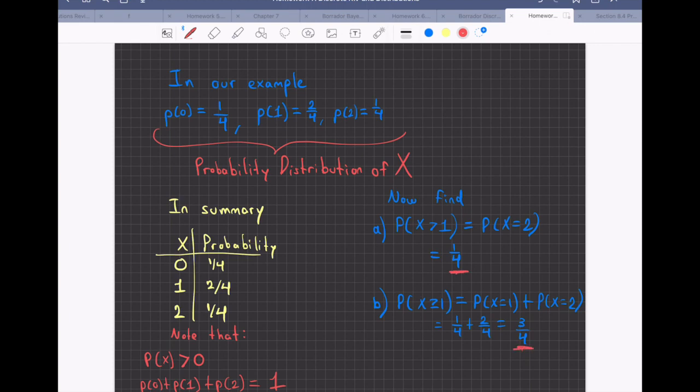So we can say: when tossing a fair coin twice, what is the probability we observe at least one head? It is 3/4, or approximately 75% probability. You see?